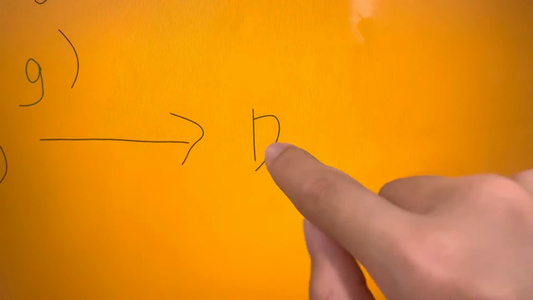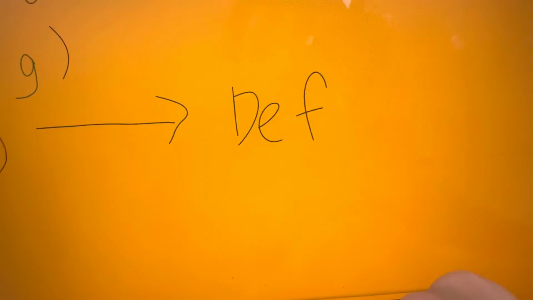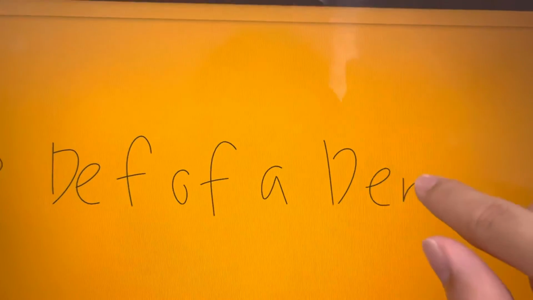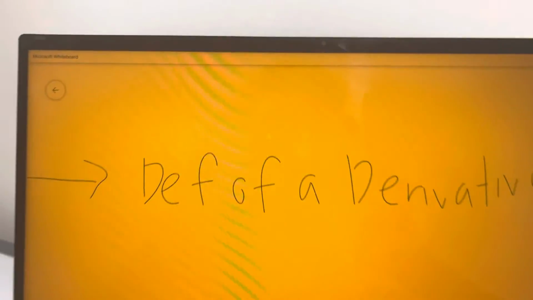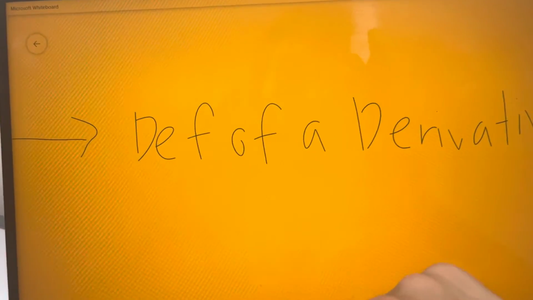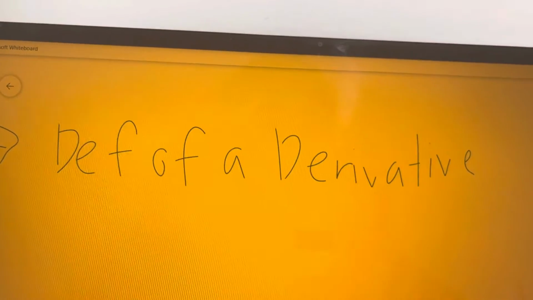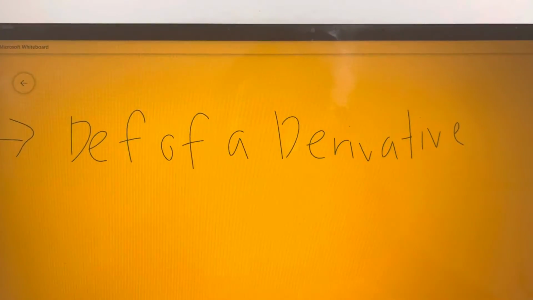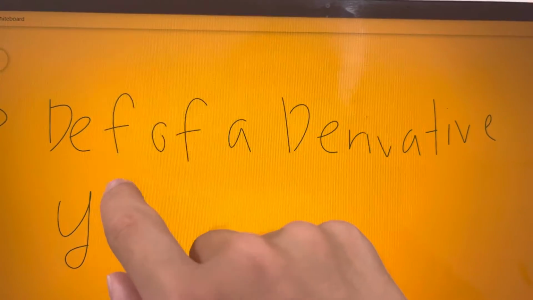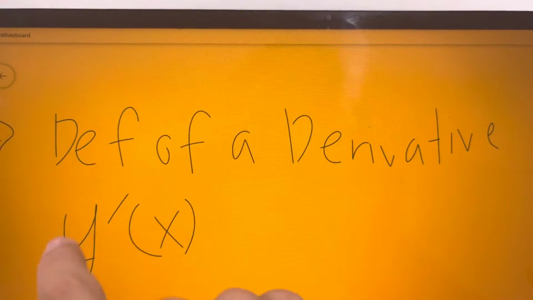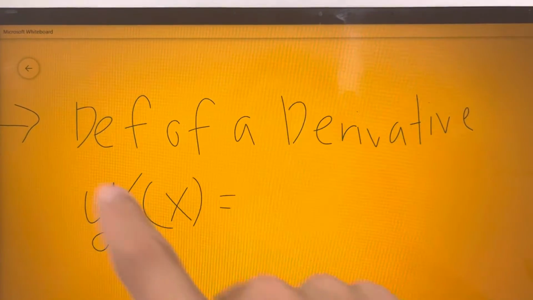So, the definition of a derivative. How do we define a derivative? Well, there are many ways to do this, but there's a nice little way here. We're going to use a limit to define the derivative. So how do we do this? Let's say you had the derivative of y of x. How do we evaluate this?